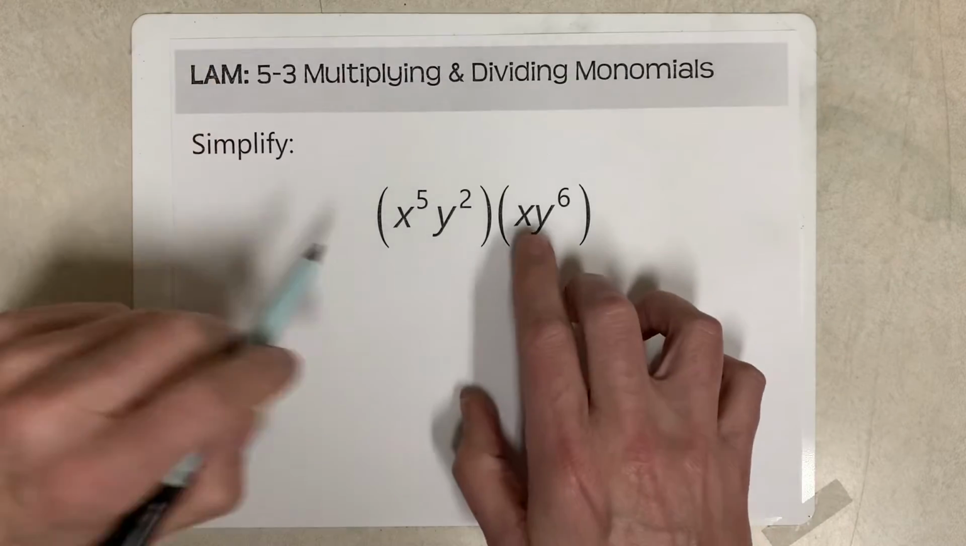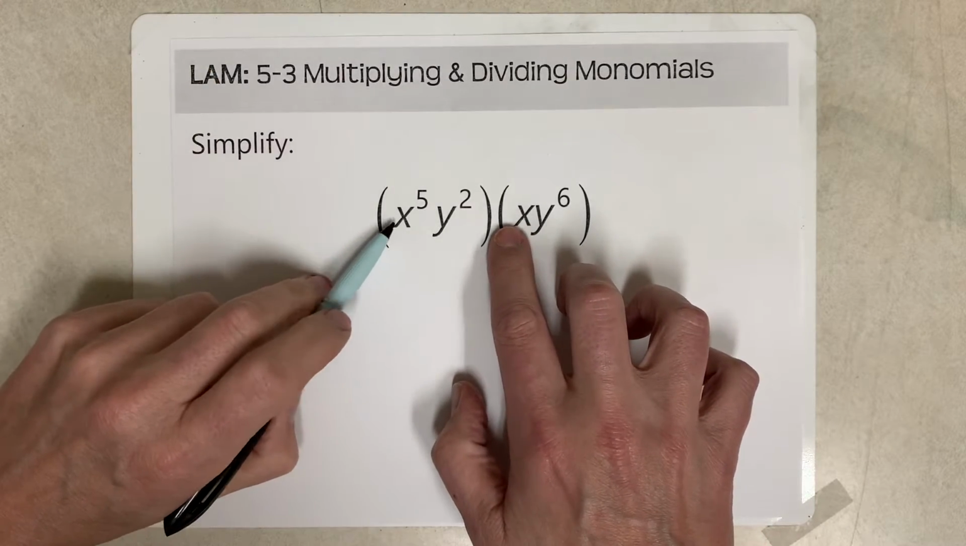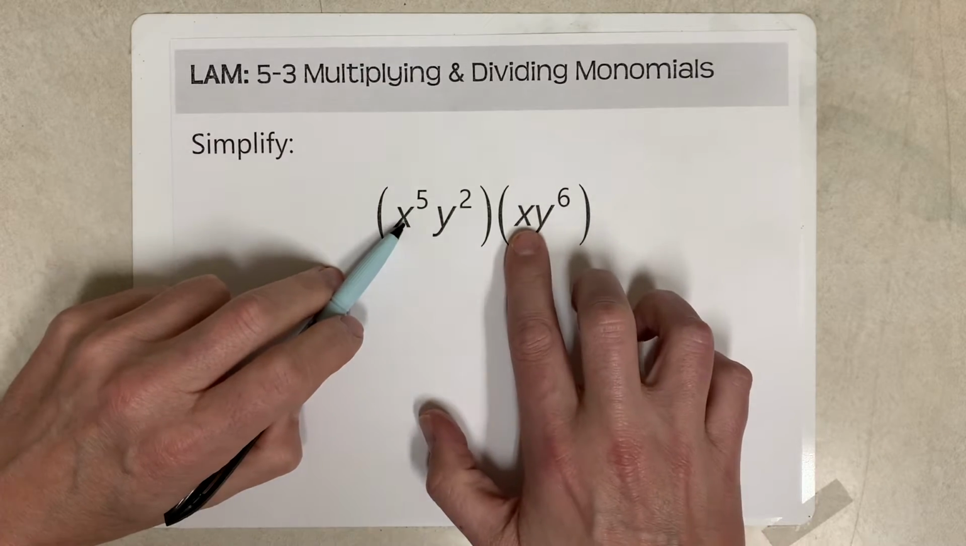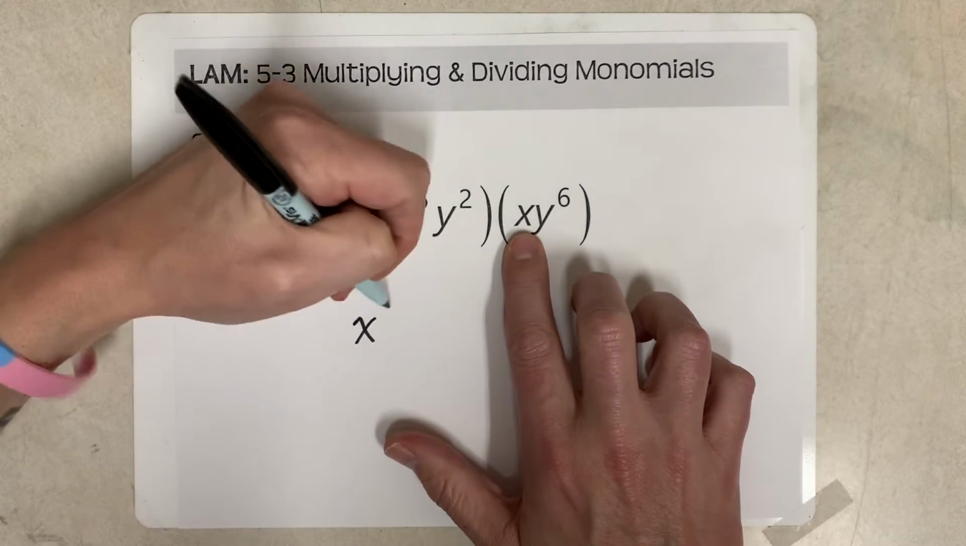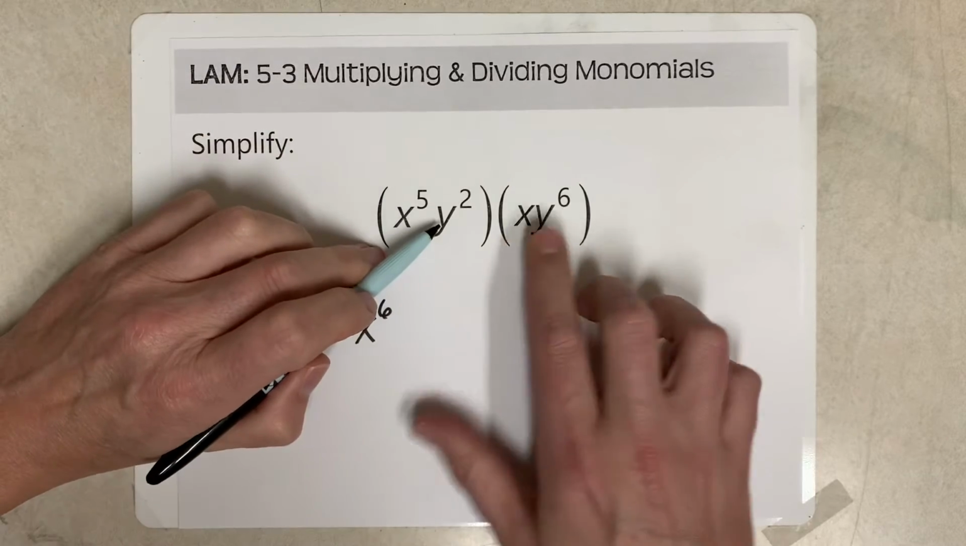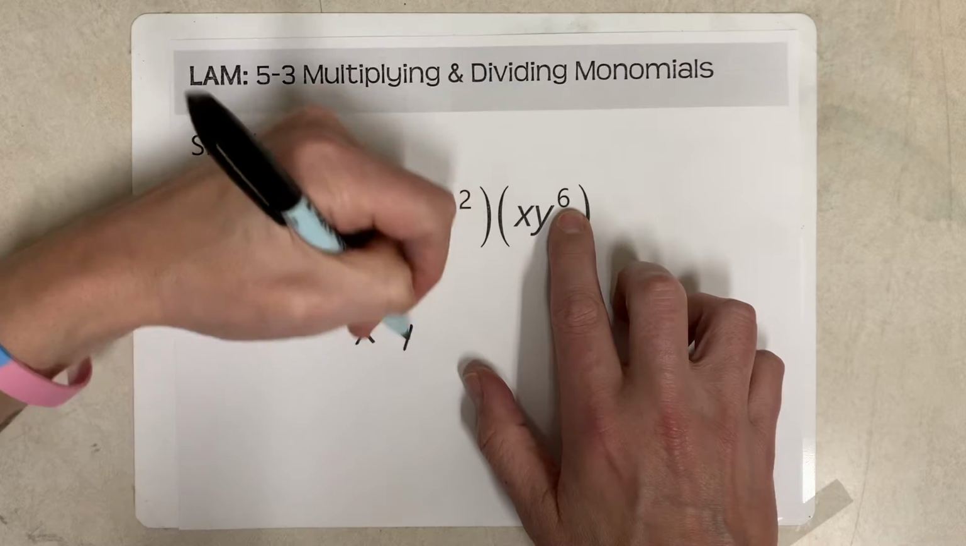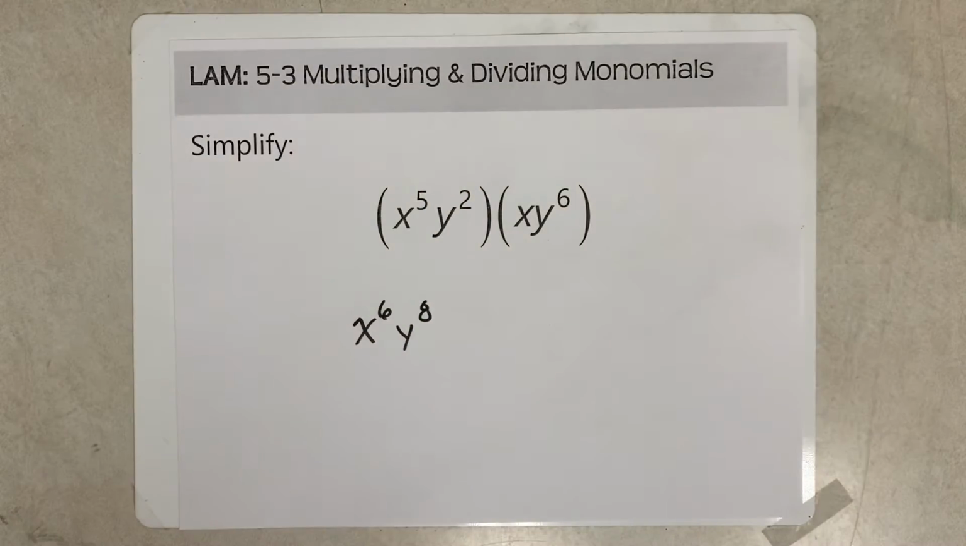All right, this one, there's no number parts at the beginning, coefficients, so we don't worry about those. X to the 5th and another x is a total of 6. Add them. Y squared and y to the 6th is a total of 6 plus 2 is 8. And that's all you have to do for that one.